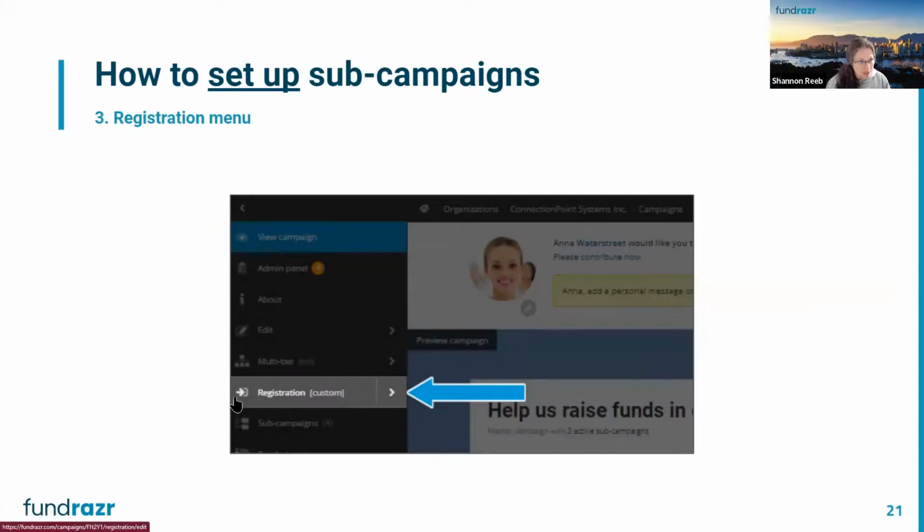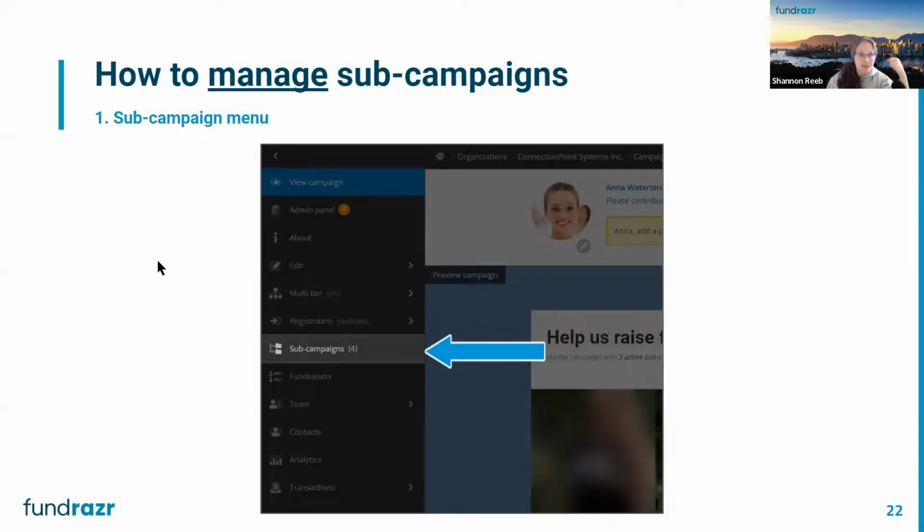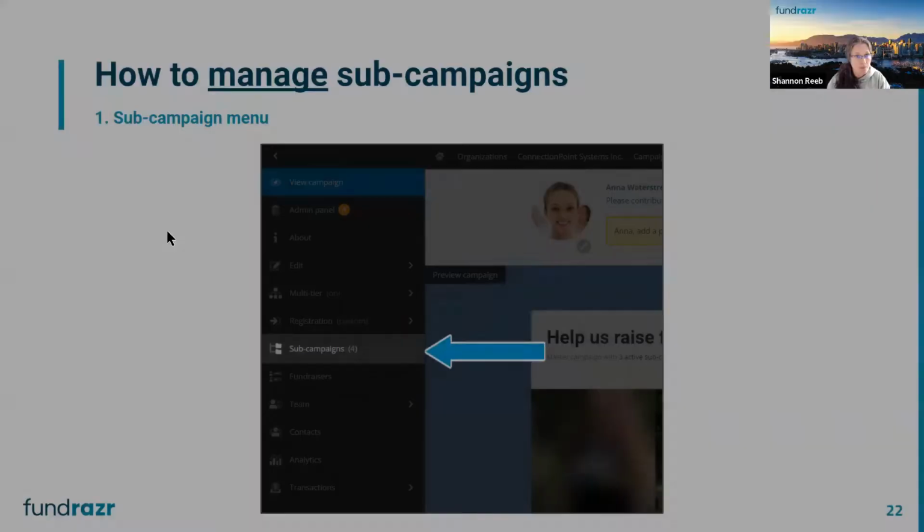The registration menu is still there, still live. That's where you go to all of the edit functions for your registration process, if you have one. The sub-campaign menu will also have your list of sub-campaigns in them. So if you want to see all of your sub-campaigns in one place, that's going to have the list there.